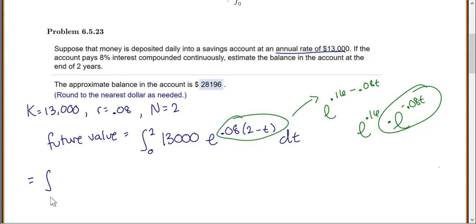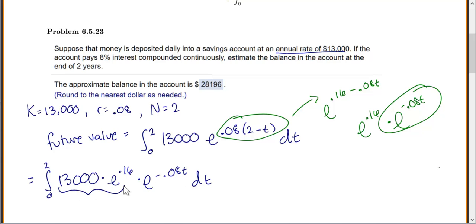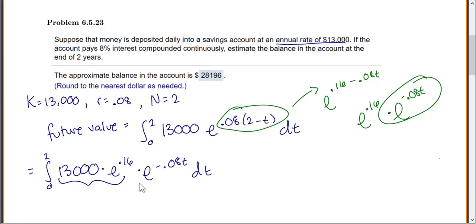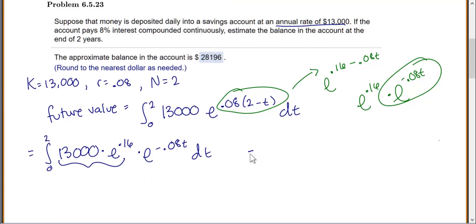So we have the integral from 0 to 2 of 13,000 times e to the 0.16 times e to the negative 0.08t dt. Now this entire thing, even though it's e to a number, is still just a constant. So really, you can pull it completely out of your integral. So we'd have 13,000 e to the 0.16 times the integral from 0 to 2 of e to the negative 0.08t dt.